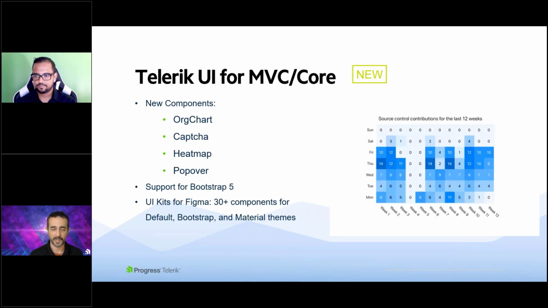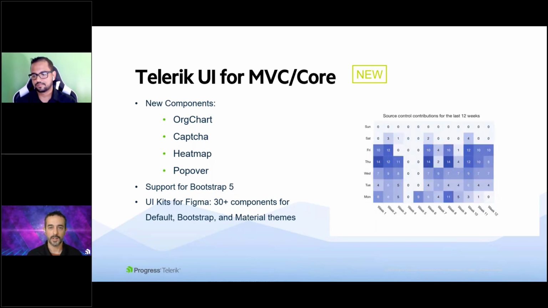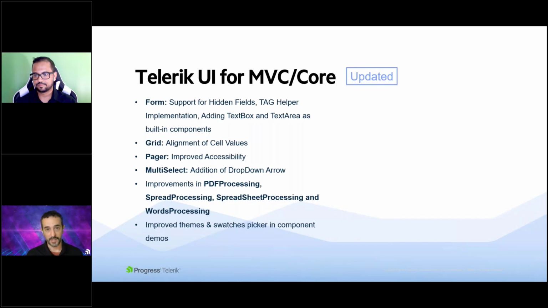And we have support for Bootstrap 5. You'll see this on our Blazor library as well. And then we'll talk about Figma kits here at the end. But we do have Figma kits enabled or available for our MVC, Core, and Blazor, and all of our Kendo UI products as well. Lots and lots of updates in this release. I had to actually cut some of these slides short. We have updates to our form, our grid, our pager component, multi-select. Again, our document processing libraries are updated as well. And then I'll show on demos.telerik.com, we've actually updated some of our theme interactions on the demo pages as well.